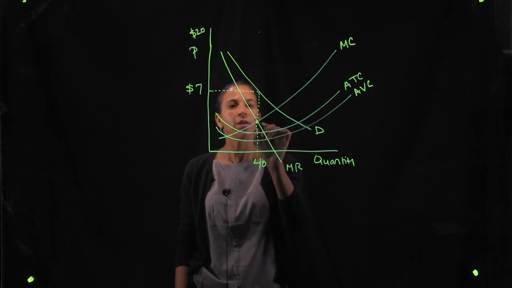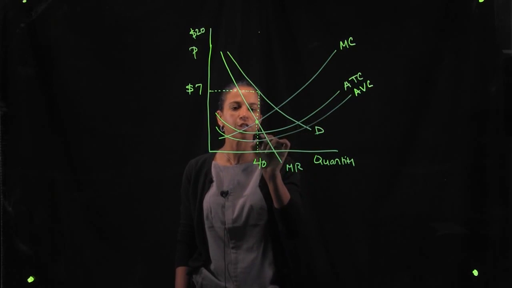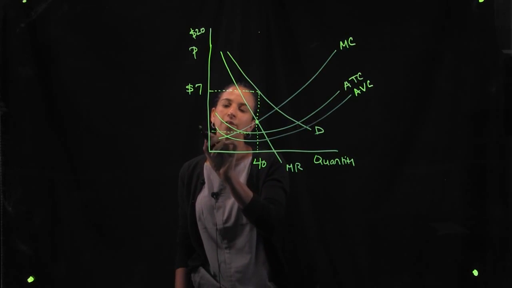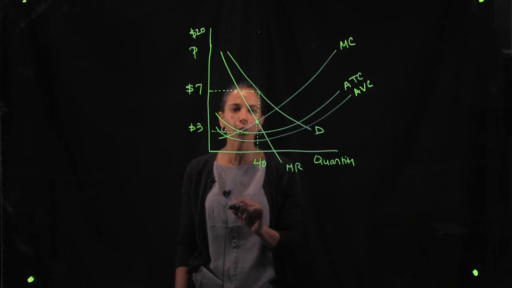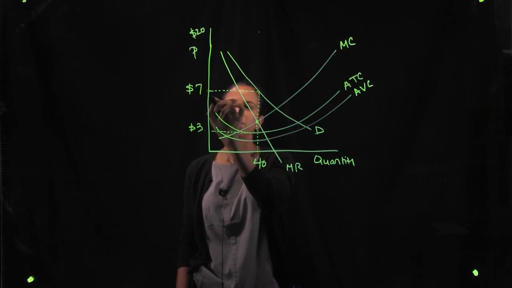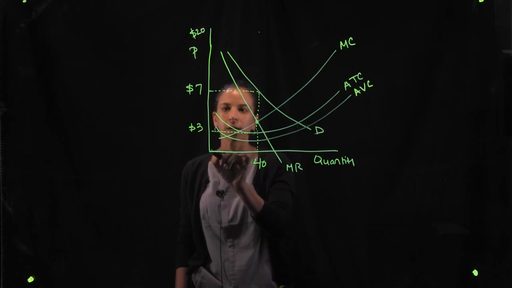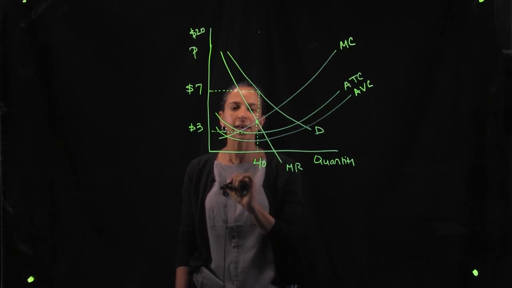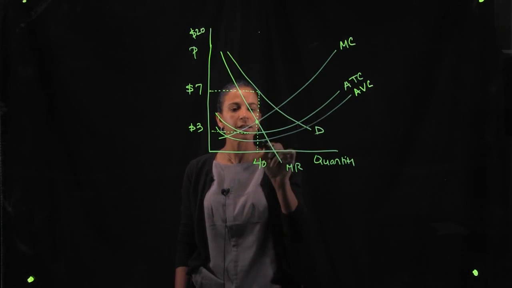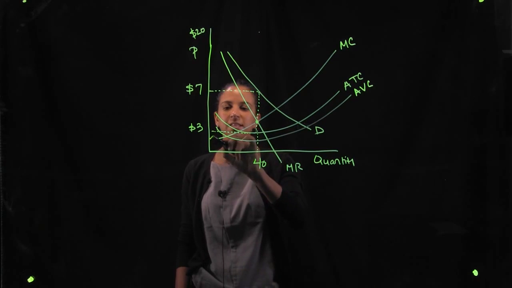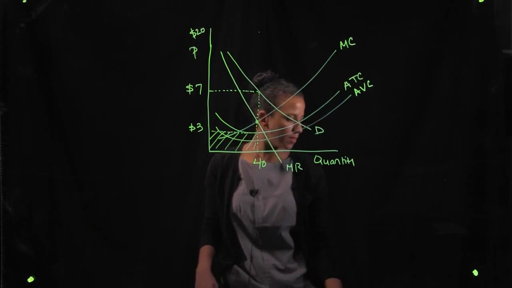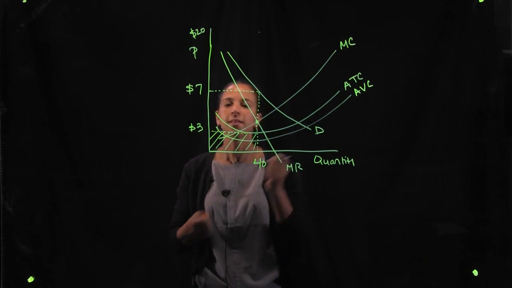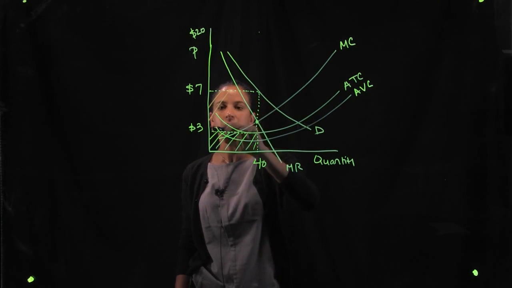If I wanted to figure out the average total cost, let's say it is somewhere about $3. What I can find out here is the total revenue, which is going to be price times quantity. So this whole area here is total revenue. If I wanted to figure out the total cost, I just figure out at 40 what the total cost is. This area here is the cost, which makes the area above that, this area here, the profit for the monopolist.